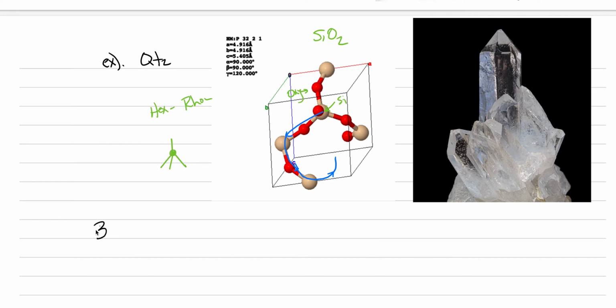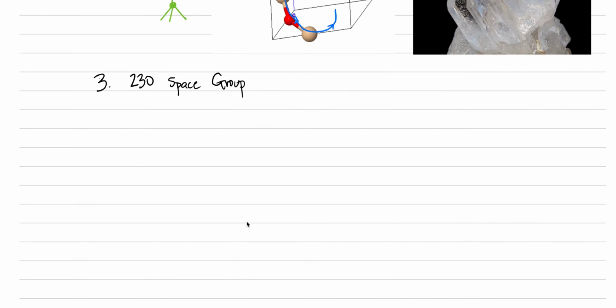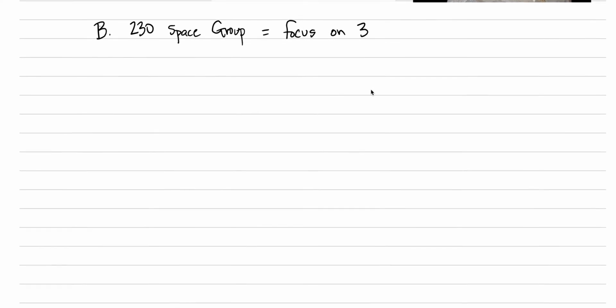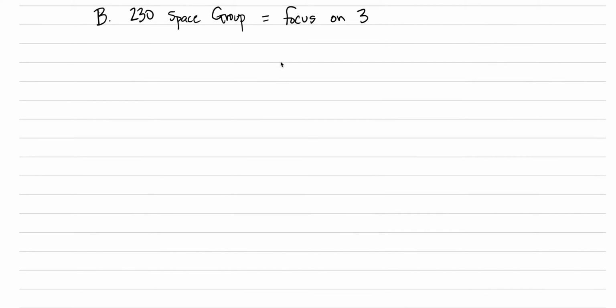With the addition of screws and glides, we actually have 230 space groups. And if you were a very high-end mineralogist, higher end than me, I've never learned all 230, and I'm certainly not going to ask that you learn 230. But I do want you to focus, we're going to focus on three general kinds of lattice organizations, and those three are going to take us to 14. But really, let's not get overwhelmed. Let's just say we're going to focus on three.